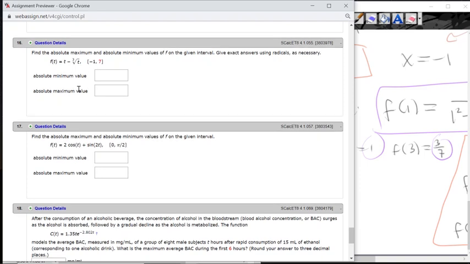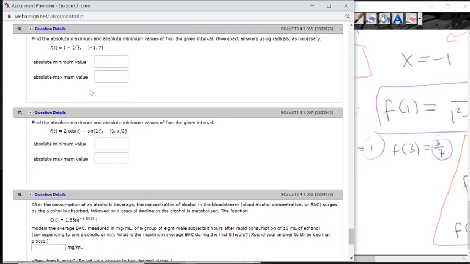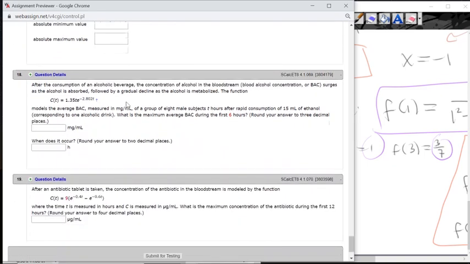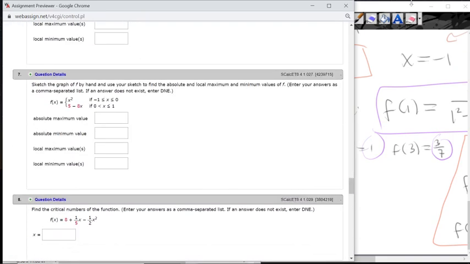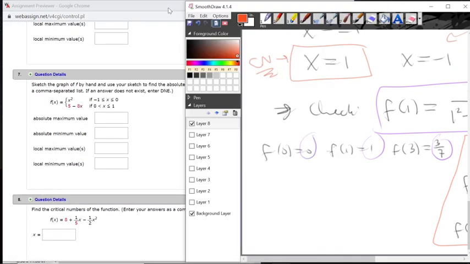Symbolically finding the absolute max and absolute min by the closed interval method. Here's one with trigonometric functions in it again, and a couple of word problems to finish off the assignment. That's it for this section. There's a lot of stuff here, a lot of practice. As we continue to move ahead, we're continuing to apply the derivative. Let me know if you have any questions. Take care.